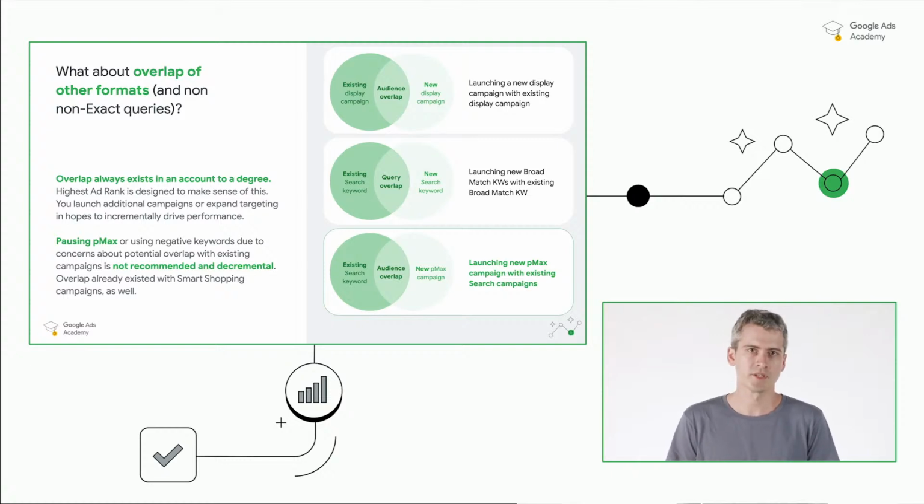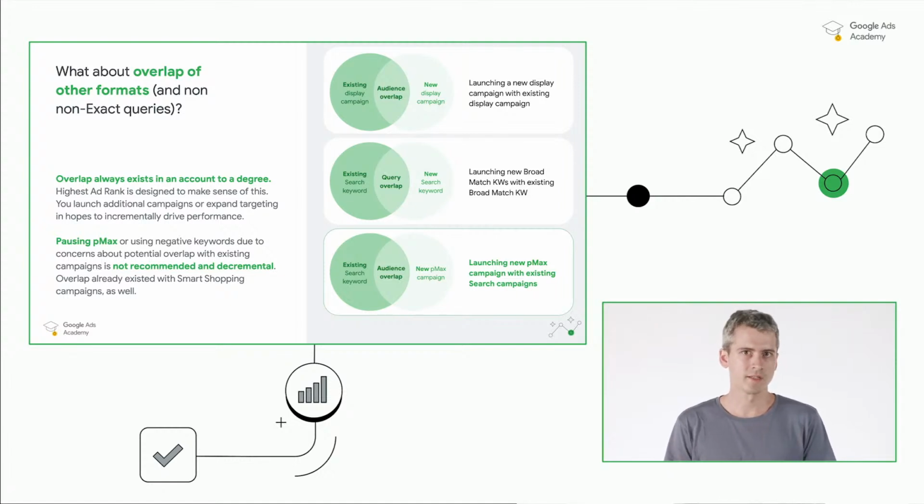So when I hear advertisers say they're going to pause Performance Max with the product feed due to concerns about overlap with existing campaigns, to me this sounds like they should also go back and pause, say, all the new broad match keywords you added over the past year, since those could also overlap with other broad match keywords. This is not recommended and detrimental.